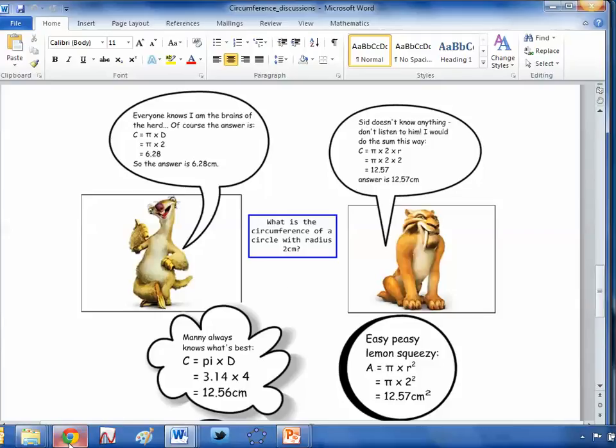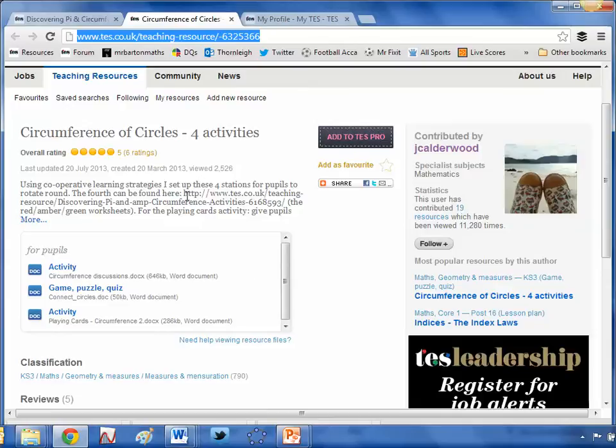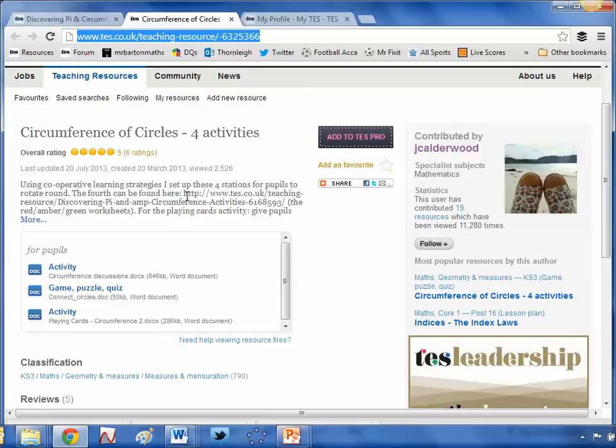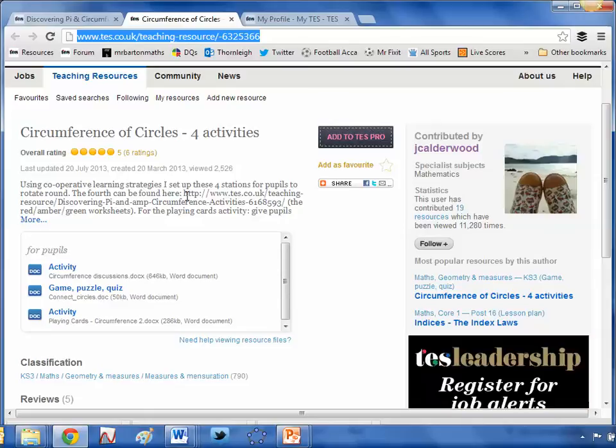So look, I'll never teach circumference of circles the same way again, because I absolutely adore these activities, and they've gone down really well every time I've tried them, and I hope they go down well with your students as well.